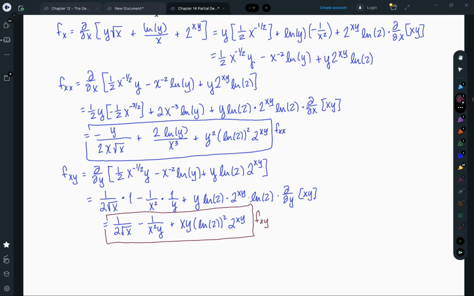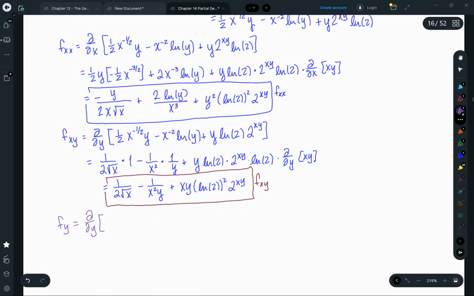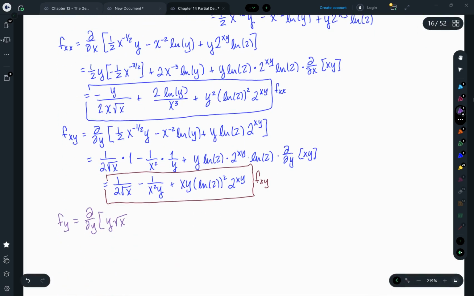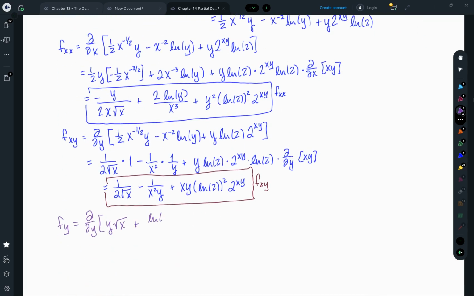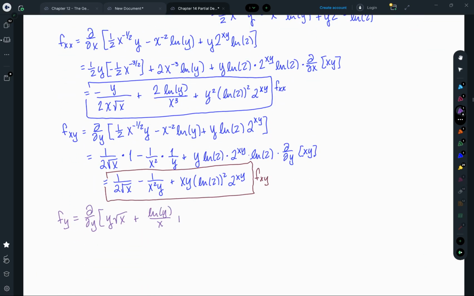Now we have to get f sub yy, which means we have to start off with finding f sub y. Okay, f sub y is going to be del y of our original function, so I got to find that, y square root of x plus ln of y over x plus 2 to the yx.